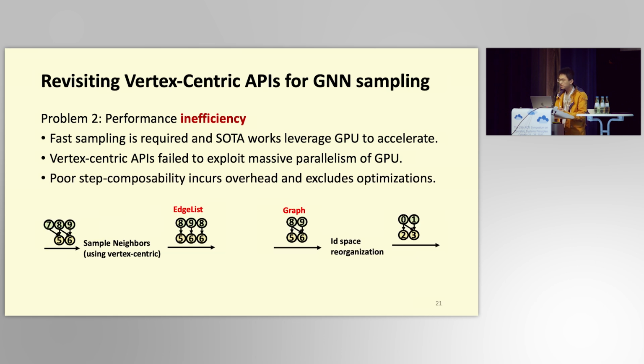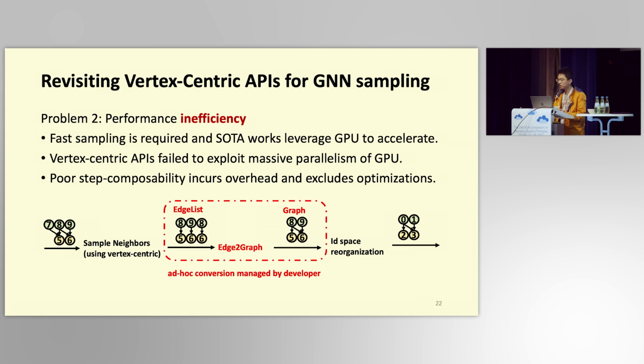In addition, there is a mismatch between the output format of the vertex-centric API and the requirements of the other operators. For instance, here, vertex-centric sampling outputs an edge list, but the other operators work on graphs. So to close this gap, developers have to add an edge-to-graph conversion operator by themselves. This introduces overhead and also prevents joint optimization across the pipeline.